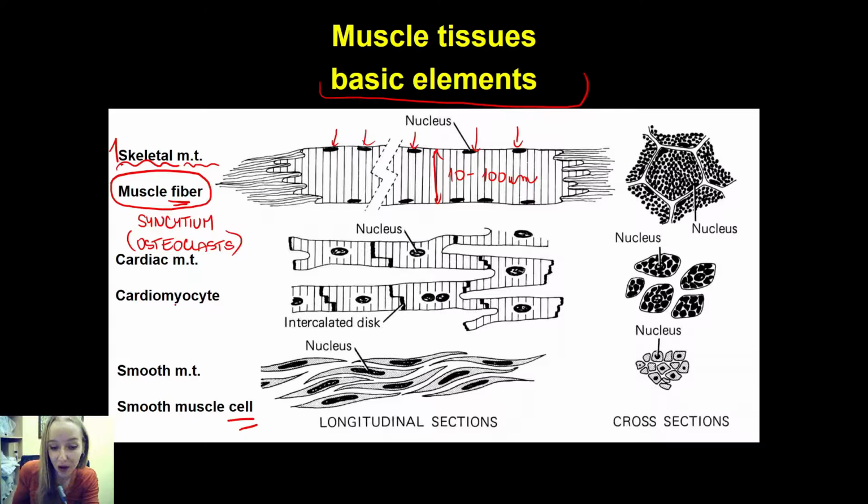What we can see here are the cross sections, and we can see the nuclei on the periphery. Here is a nice nucleus. Sometimes we can see more of them because remember it's a syncytium, so sometimes we can see many nuclei on the periphery. Like here there's one, second, third, fourth, and that's pretty normal. And sometimes we're not able to see any nucleus, like here. It's because of the section, but it's pretty normal. They are located on the periphery of a muscle fiber. It's a common sign that we're looking at skeletal muscle tissue.